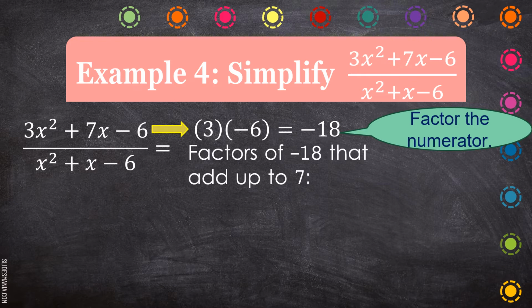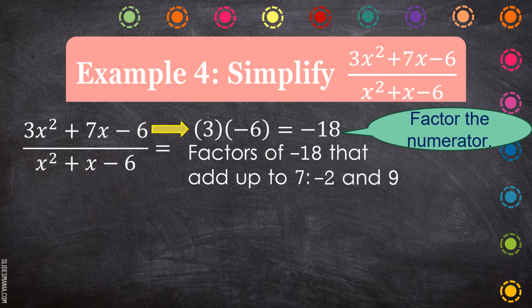So, what numbers are we going to multiply to get negative 18? And then, if we add, we will get positive 7. So, those are negative 2 and 9. Since negative 2 times 9 is negative 18, negative 2 plus 9 is positive 7.